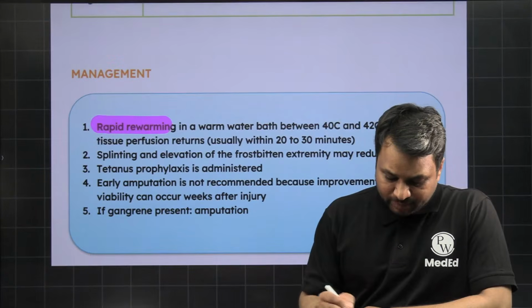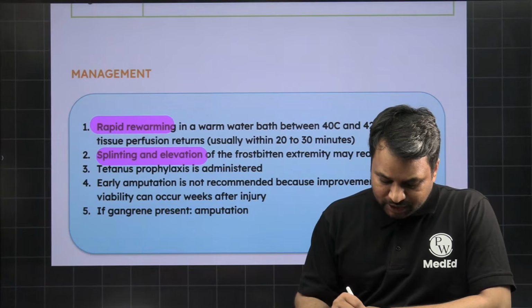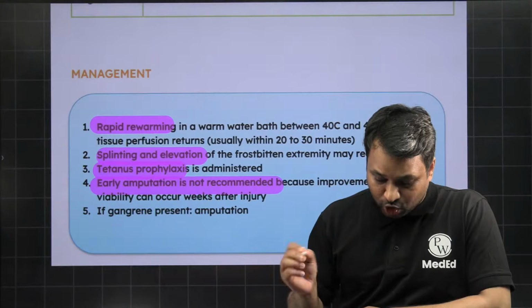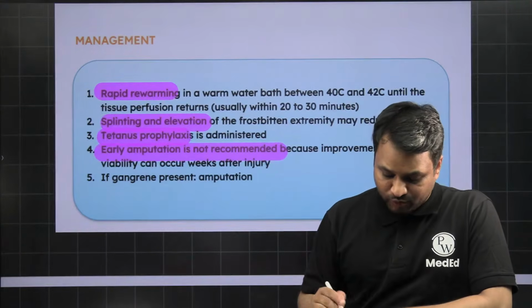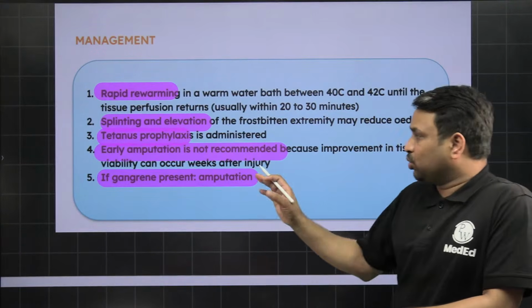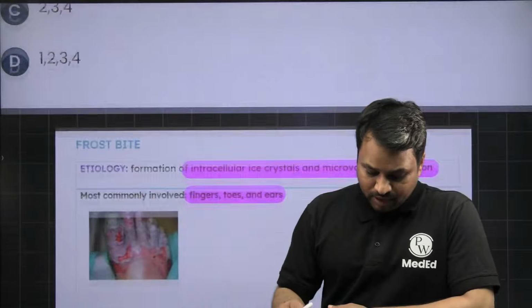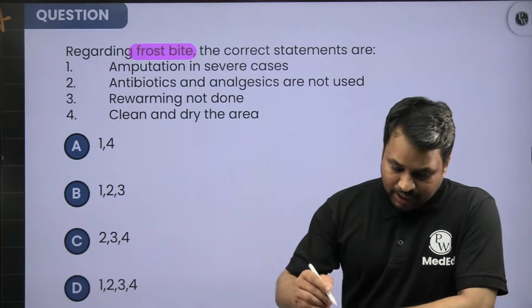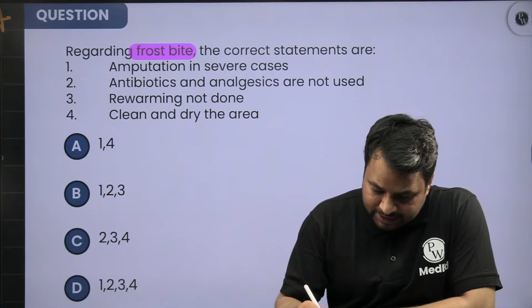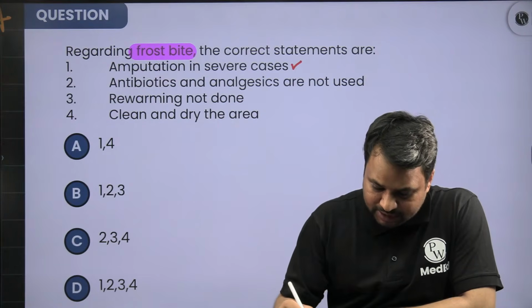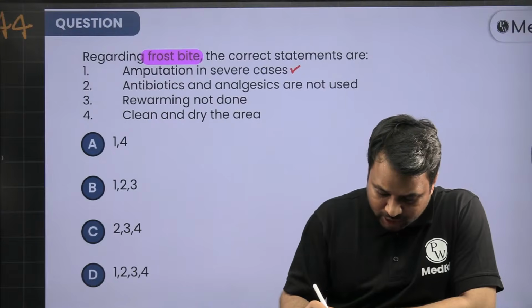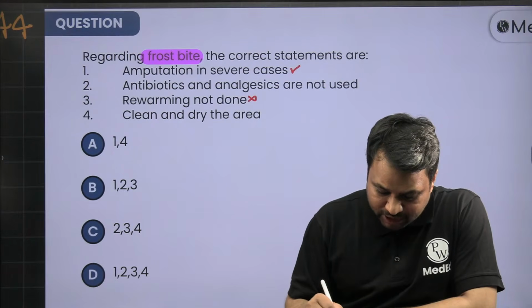First is going to be rapid rewarming, then your splinting and elevation. TT has to be given. Early amputation is not recommended because it is going to improve, and the indication of amputation is only if gangrene exists. Now come back here. Amputation in severe cases, yes, is correct. Antibiotics and analgesia are not used. Rewarming is not done, is wrong. We have to do it. Clean and dry the area.